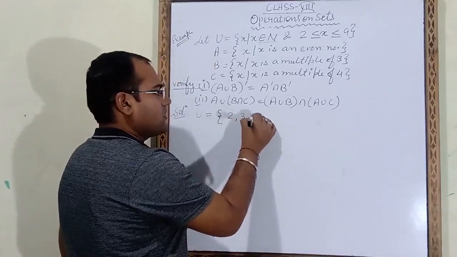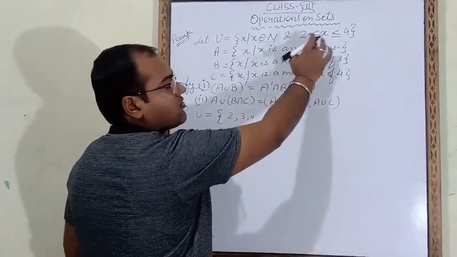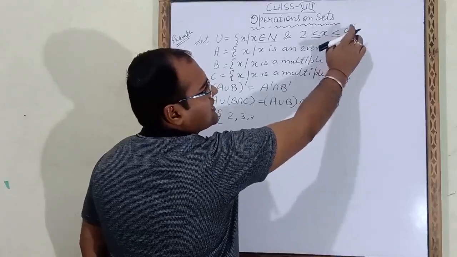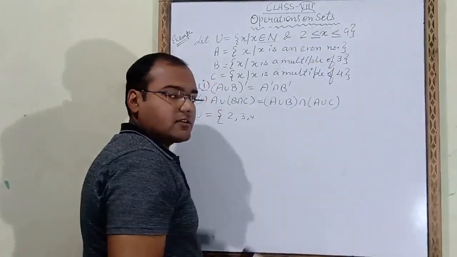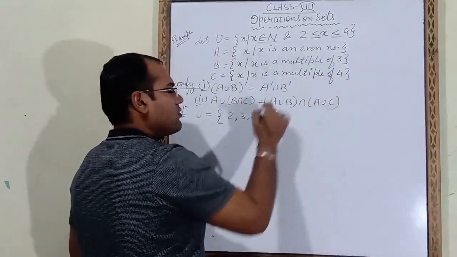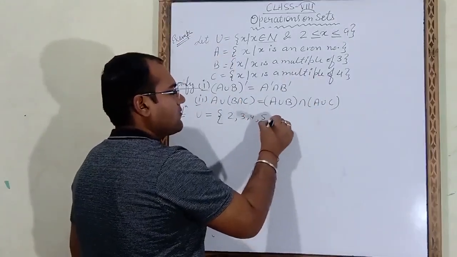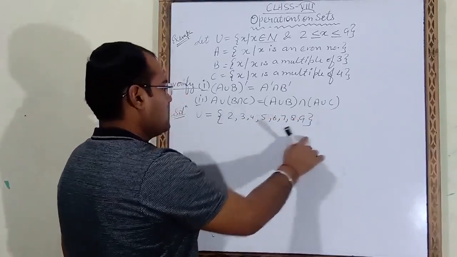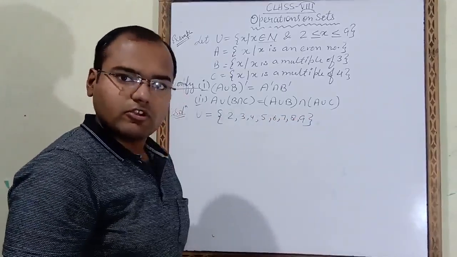So we will take 2, 3, 4, greater numbers. And here it is said x is less than or equal to 9, and the equal sign is there. Equal sign means 9 also we will take. So less than 9 and 9 also: 2, 3, 4, 5, 6, 7, 8, 9. So these are the elements of the universal set.